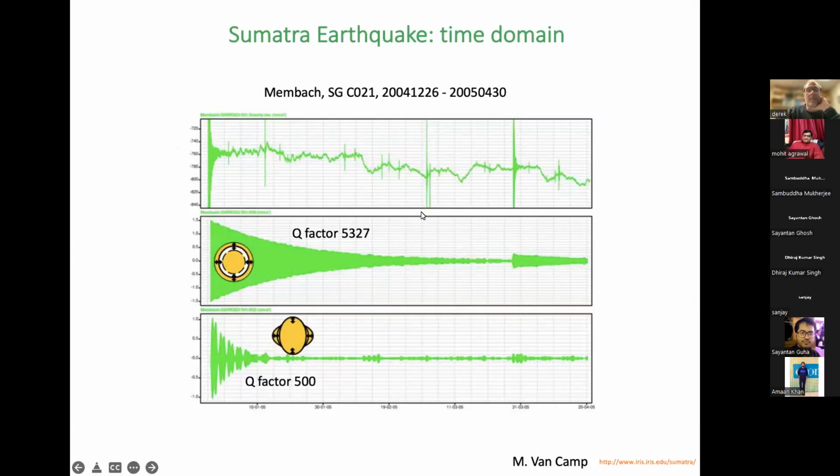Here's an example. So here is a seismogram recorded, and here is the Q factor for two different normal modes. And you can see this one has a slower decay in amplitude, and that means it has a larger Q value. This one has a quicker decay in amplitude, which means it has a lower Q value. And out here, you can see there was another earthquake, which excited some of the normal modes.